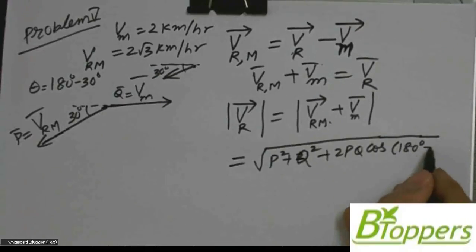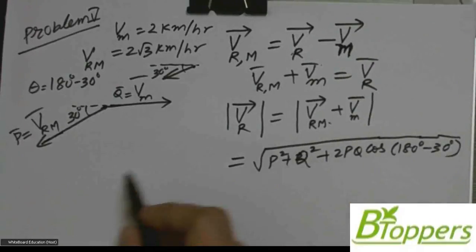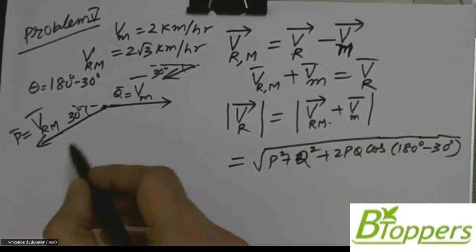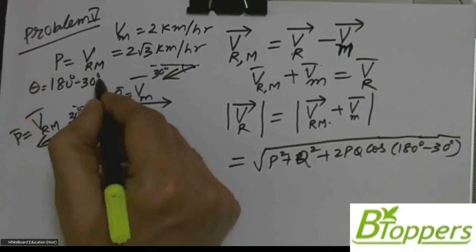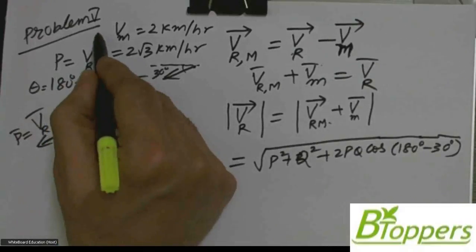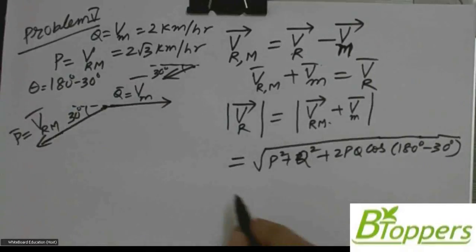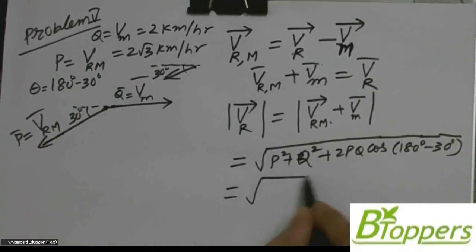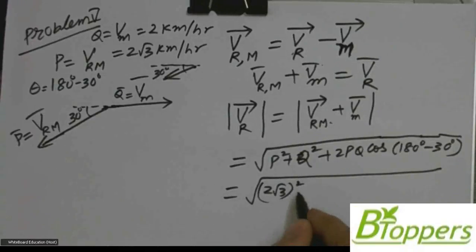The angle theta between P bar and Q bar is 180 degrees minus 30 degrees. Here P means you have to take the magnitude of the relative velocity of the rain with respect to the man. Q means you have to take the magnitude of the velocity of the man. This you can write as 2 root 3 kilometer per hour. This is 2 kilometer per hour.